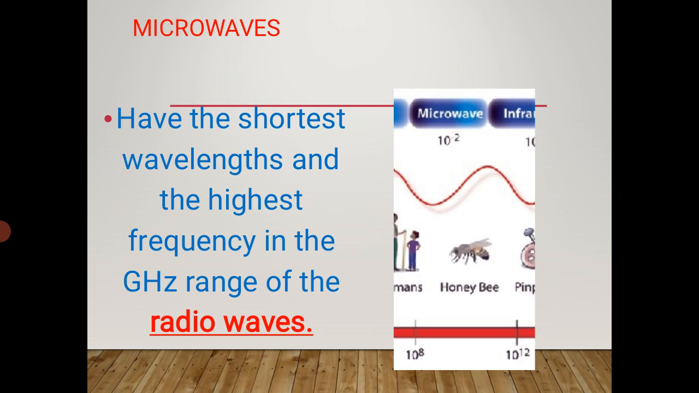Second one, microwaves. Microwave has the shortest wavelength and highest frequency in the gigahertz range of the radio waves. As compared to radio waves, microwave has higher frequency. Properties of microwaves. Microwaves are used for cooking food and for satellite communication.